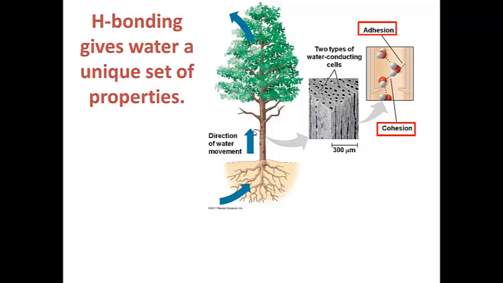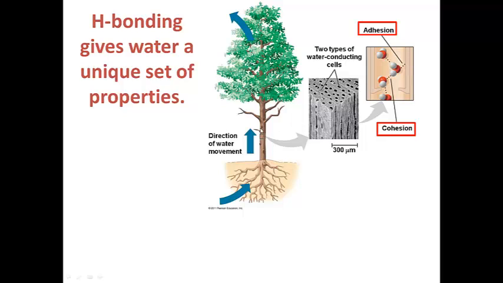Now, water has a unique set of properties due to the role of hydrogen bonding in forming this water lattice. So first, water has the properties of adhesion and cohesion. So cohesion, shown here, is the ability of water molecules to hydrogen bond with one another. So you can think of cohesion as the ability of water molecules to stick to one another, whereas adhesion is the ability of water molecules to adhere to or stick to a surface. And this is because water molecules can form hydrogen bonds with many surfaces.